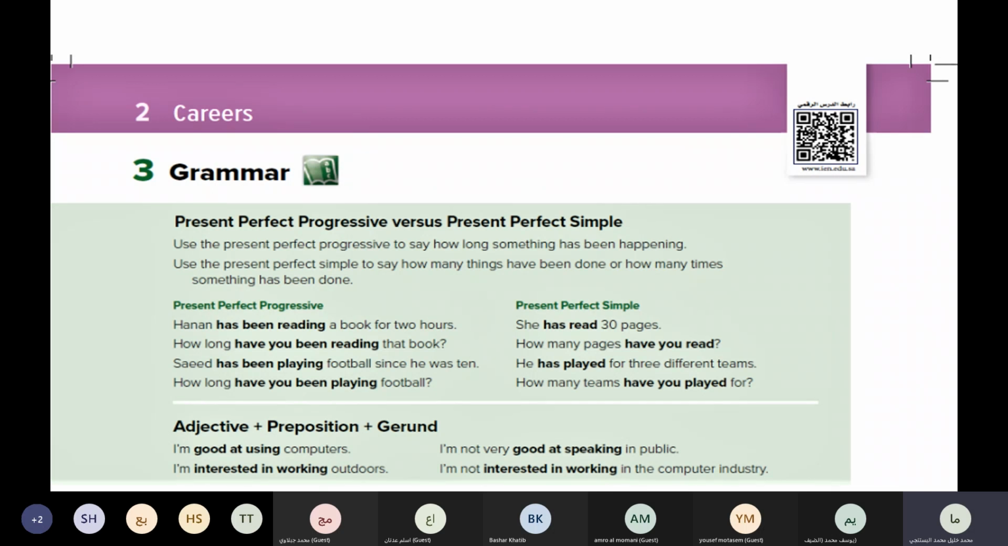Okay, now let's move to the next structure. Here we are going to use adjectives. We have some adjectives that are followed by what? Prepositions. If we have adjectives followed by prepositions, they must be followed by what? Gerund. When we say gerund, it means what? Verb with ing form. I'm good at using computers. Where is the preposition? In the first example, at.